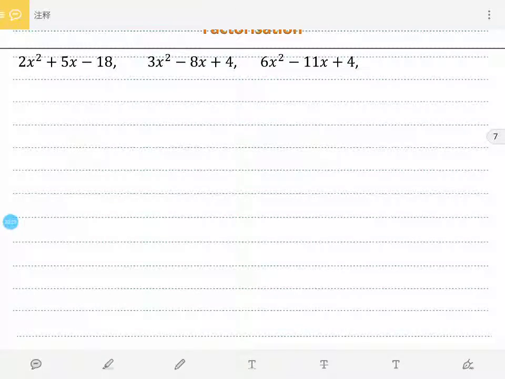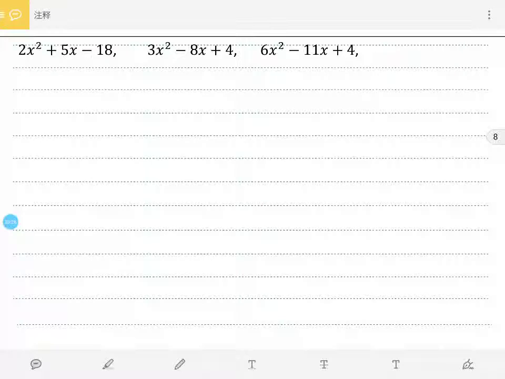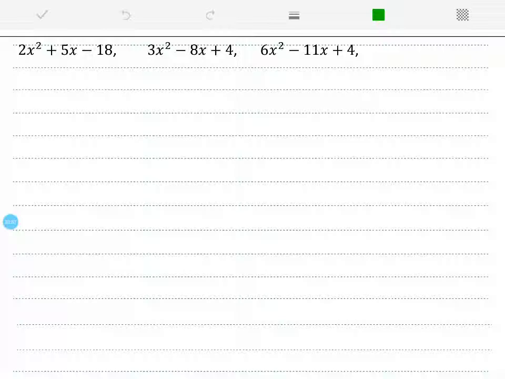Next, the next type is a little bit complicated because the number before x squared is not 1. It's 2. But as I said previously, we have to factorize the number before x first. So here is 2. The only factorization for 2 is just a 1 and 2. Okay? And similarly, we factorize negative 18. So one of the number factors must be a negative number.